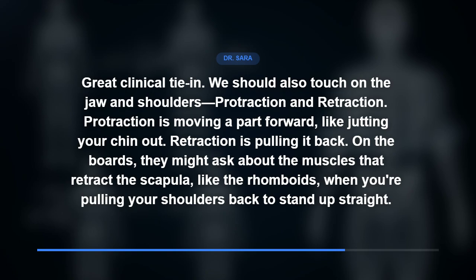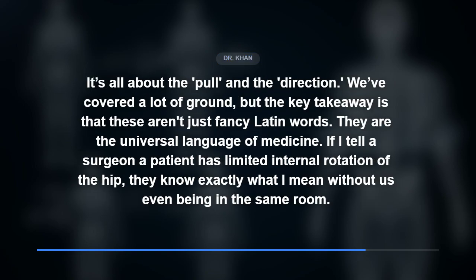We should also touch on the jaw and shoulders, protraction and retraction. Protraction is moving a part forward, like jutting your chin out. Retraction is pulling it back. On the boards, they might ask about the muscles that retract the scapula, like the rhomboids, when you're pulling your shoulders back to stand up straight. It's all about the pull and the direction.